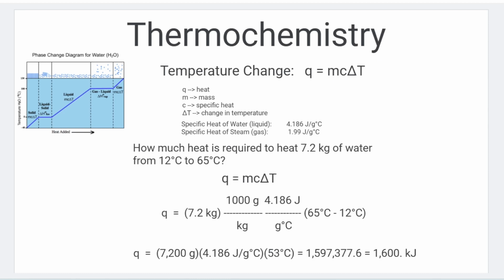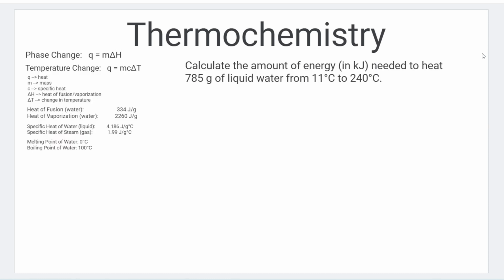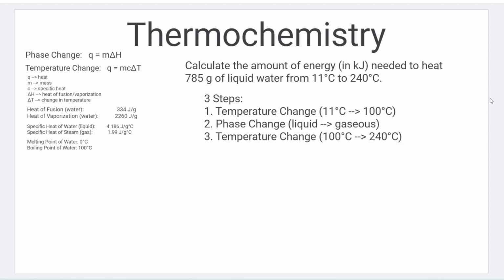Let's take a look at another problem. Calculate the amount of energy in kilojoules needed to heat 785 grams of liquid water from 11 degrees Celsius to 240 degrees Celsius. So for this process, there are 3 steps. There's first the temperature change from 11 degrees Celsius to 100 degrees Celsius, being the boiling point of water. There's then the phase change of liquid to gaseous once we reach the boiling point. And then there's another temperature change from 100 degrees Celsius to 240 degrees Celsius.